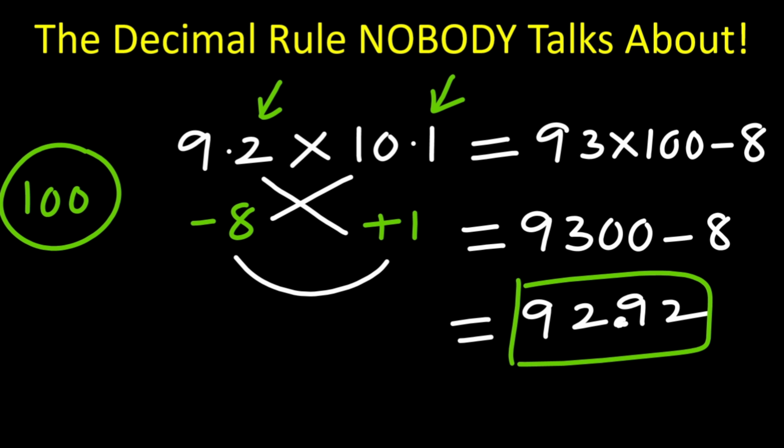And that's it. Now you know how to multiply decimals faster than ever with this insanely easy trick. But don't stop here. The more you practice, the faster you'll get.